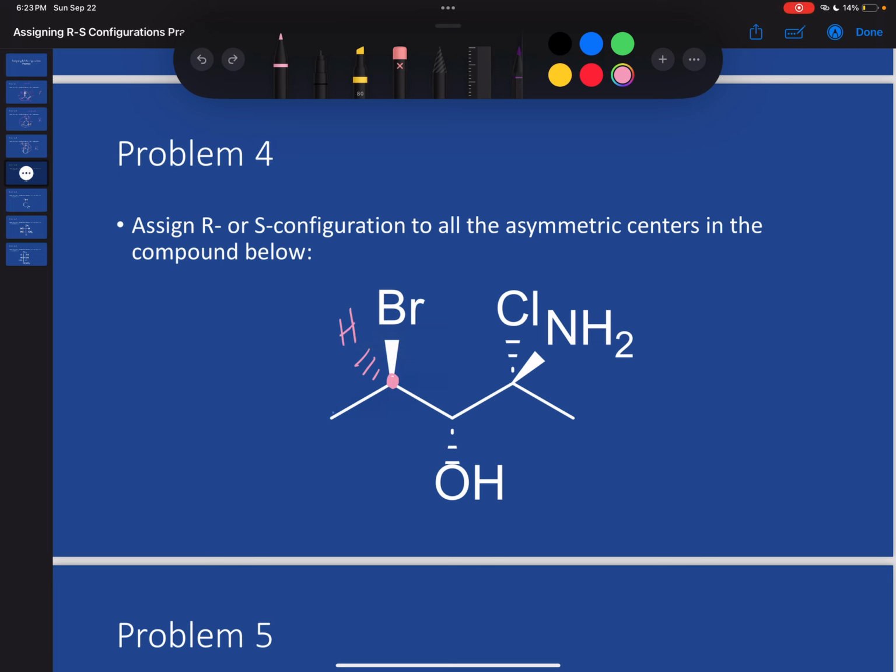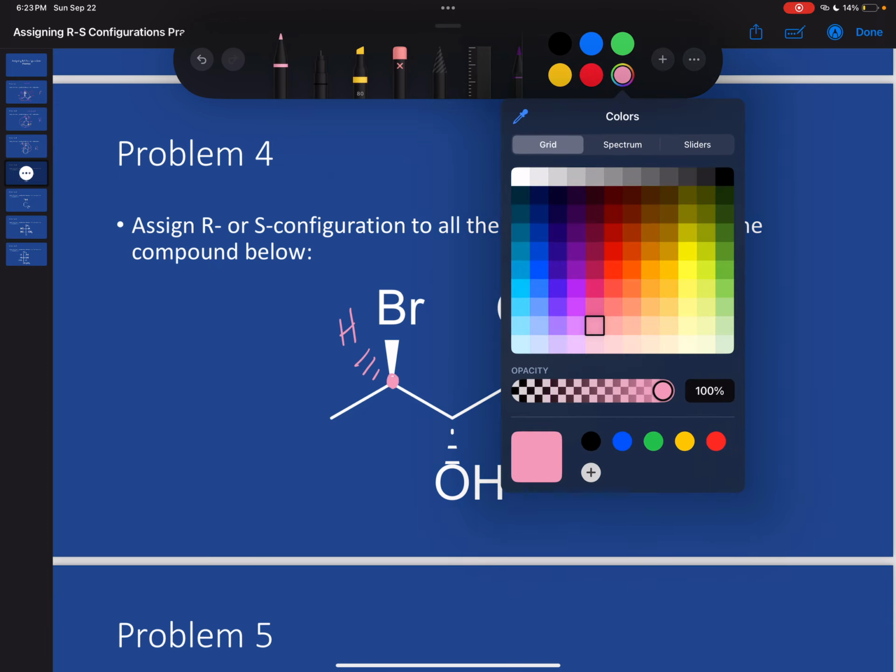I do have 2 carbons here, but these carbons are not exactly the same because this one has 3 hydrogens, whereas this one has another carbon, a hydrogen, and an oxygen. So therefore, those are not the same. Those are going to be different. So yes, this carbon that has the bromine is going to be asymmetric. All right, so let's keep going.